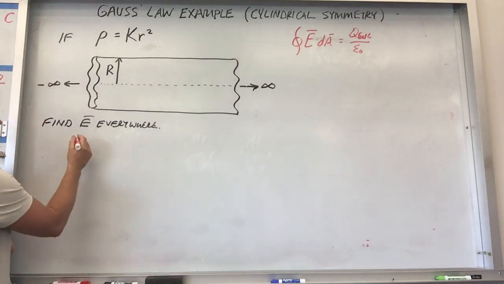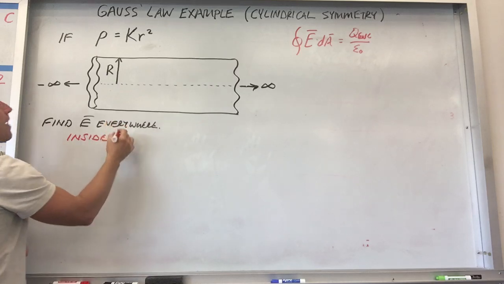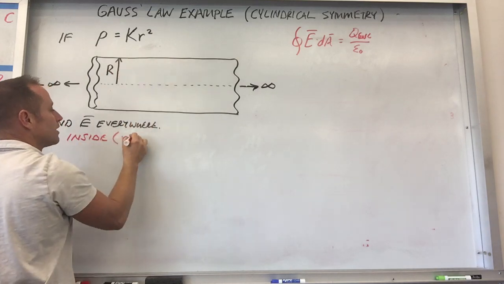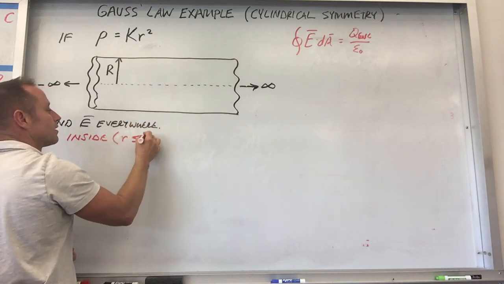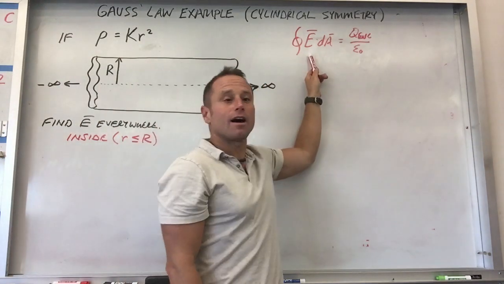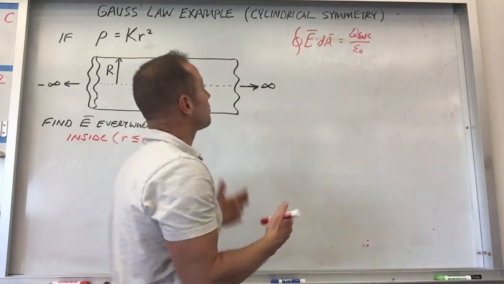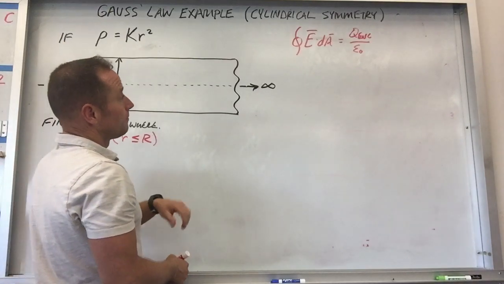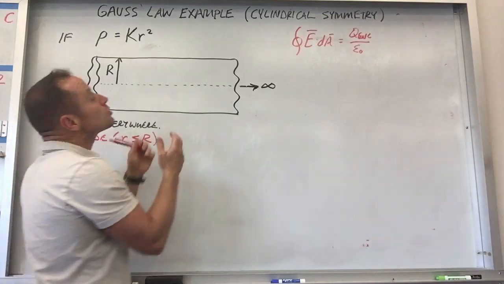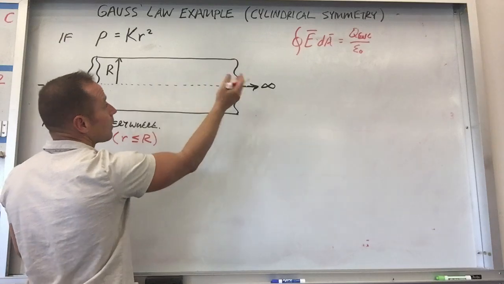So let's look inside, meaning that the distance away from the center is going to be less than the radius of the whole thing. So we'll say r less than or equal to big R. So we're going to look inside. When you go to use Gauss's law, this is the flux through an imaginary Gaussian surface that you make up as a tool for calculating electric field. So we need to make up a Gaussian surface, and you want to choose one that's always perpendicular or parallel to the field, so it's easy to calculate things.